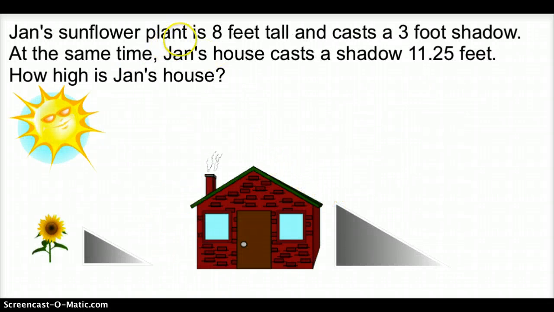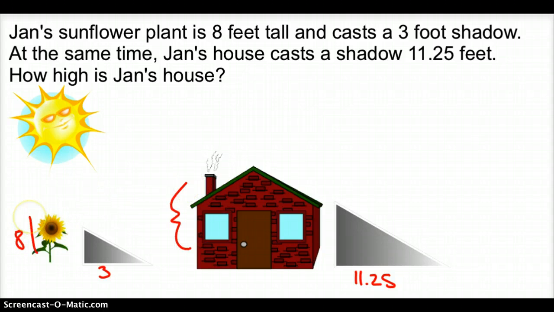And the very last one is a word problem. Jan's sunflower plant is 8 feet tall and casts a shadow 3 feet. So I have a nice little picture here that shows Jan's sunflower plant is 8 feet tall and casts a 3-foot shadow. I know it's not drawn to scale. At the same time, Jan's house, which is at the same angle of the sun, casts a shadow 11.25 feet. Can we figure out the height of Jan's house?